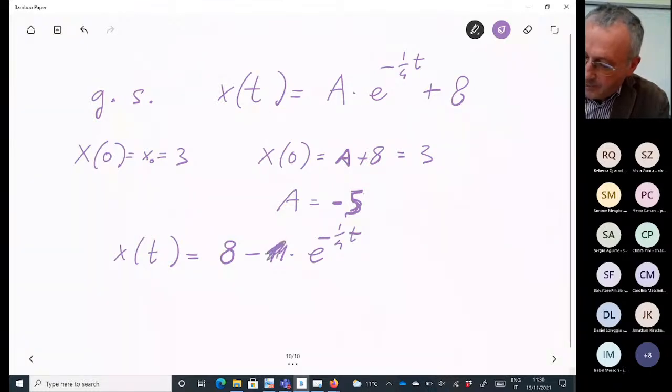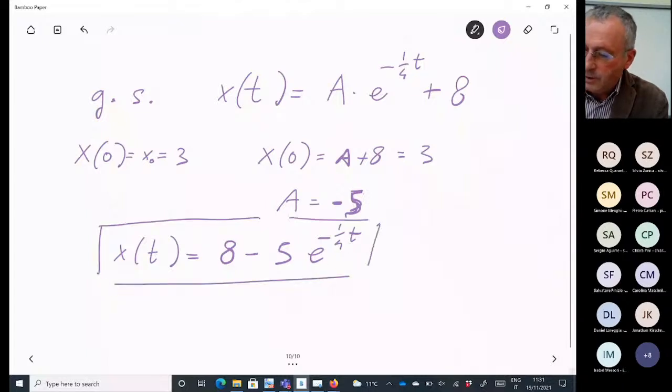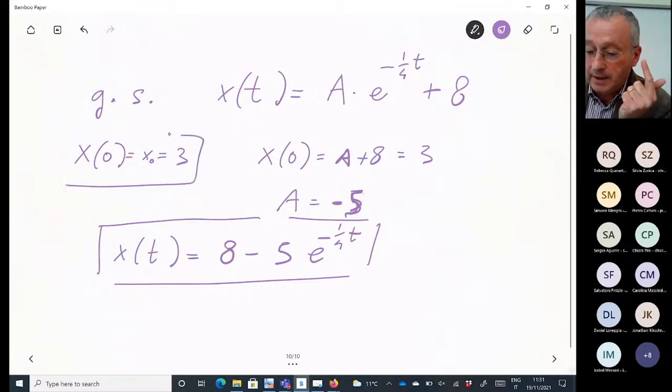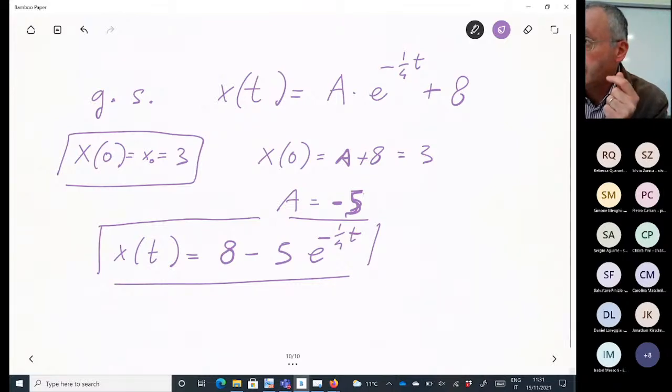So minus 5 exponential minus 140. This means that you can check your solution. Suppose that you solve a differential equation with a specified initial condition. First of all, let me check that my solution is correct. We have to check two things. First, our solution satisfies the differential equation. Second, it corresponds to the initial condition that we impose. Is this solution actually consistent with the initial condition that we imposed?